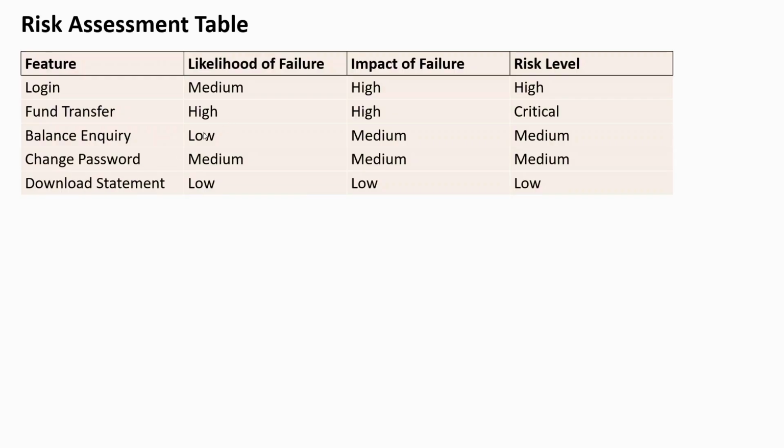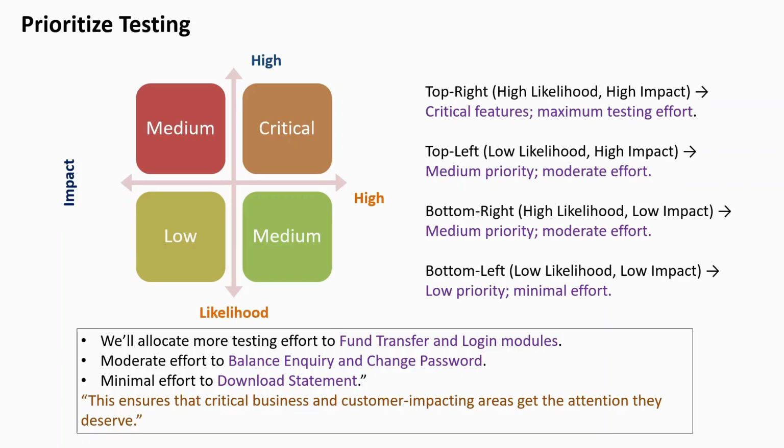Based on the risk assessment table as well as the risk scoring, we can do a prioritization in testing. For prioritizing testing, we use a 4-quadrant approach in which the x-axis talks about the likelihood of failure and the y-axis talks about the impact. So this is the y-axis and this is the x-axis. Okay, so we have 4 quadrants. The first quadrant is where both the impact and likelihood are high. This is where we fit the features that need more testing effort. In our example, it is the fund transfer, right?